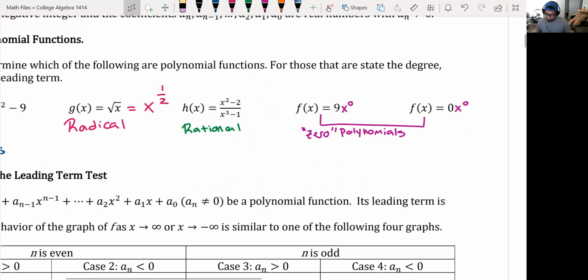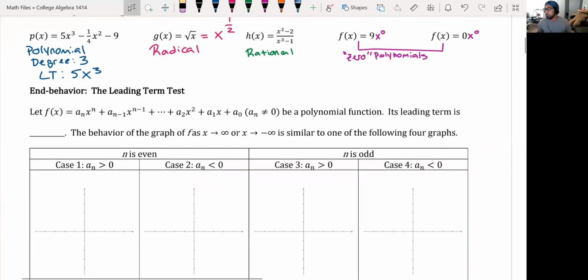Okay, so we've identified those types of functions before when we found domain in 3.1. Like I said, today is about getting the characteristics of a polynomial and sketching its graph based on those characteristics. The first thing we have up is something called the leading term test. Like I said before, the leading term gives us almost all the information we need.